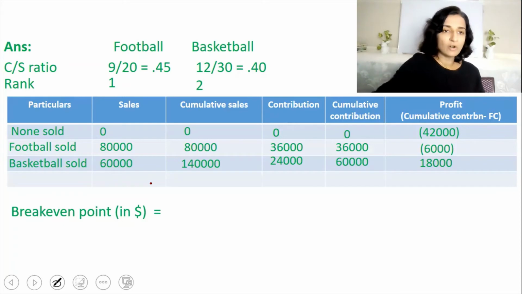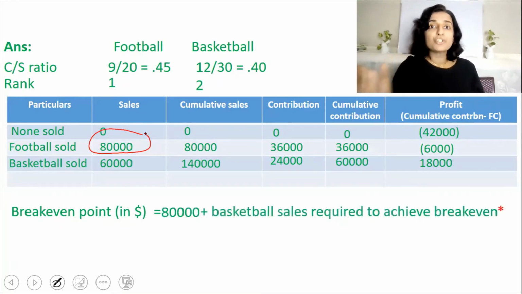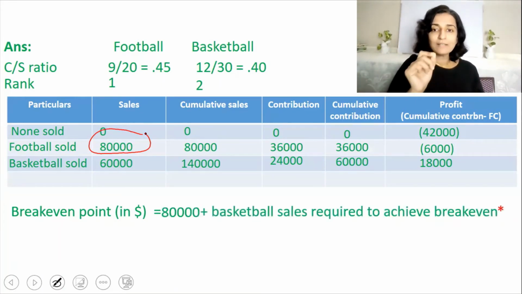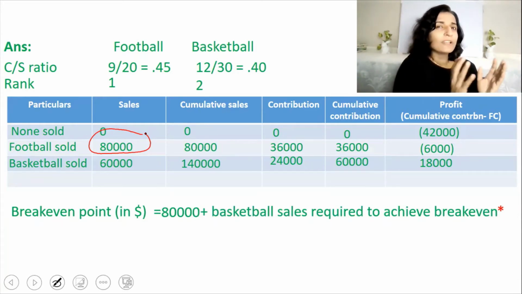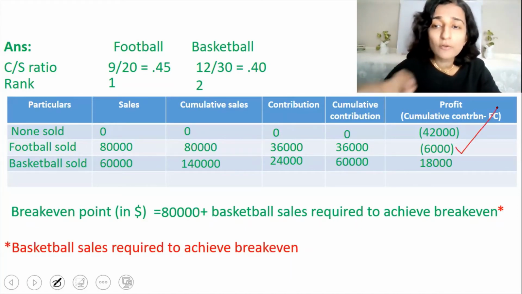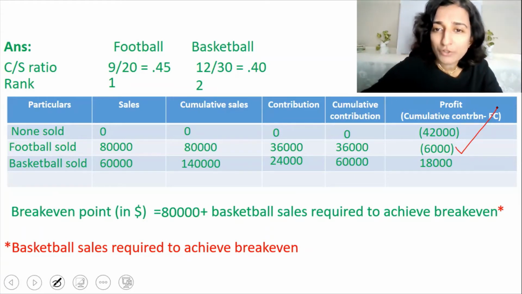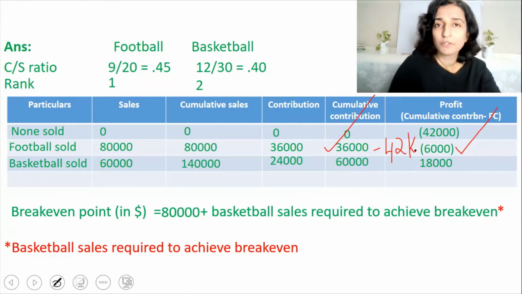So break-even point in dollar is given by, we have already sold football, that is $80,000. So we will take $80,000 plus some portion of basketball, that is basketball sales required to achieve break-even. What is that some quantity of basketball that we have sold to achieve break-even? Now listen carefully. What is this loss of $6,000? Loss of $6,000 is nothing but contribution of 36,000 minus the fixed cost of 42,000. So I'm writing here 42K. So that is a loss of $6,000, right?